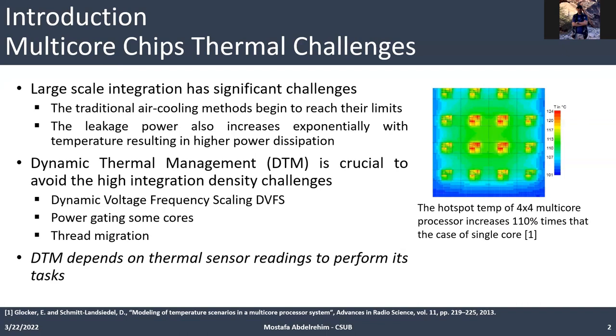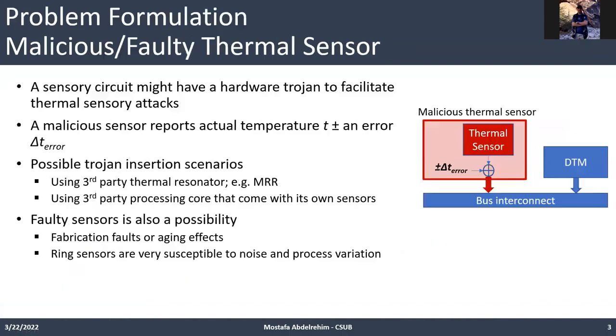For that, we design efficient dynamic thermal management, DTM, which can make a lot of tweaks to reduce the temperature. For example, dynamic voltage frequency scaling, power gating of some cores, or thermal migration. And of course, DTM depends on the thermal sensor readings to perform its tasks.